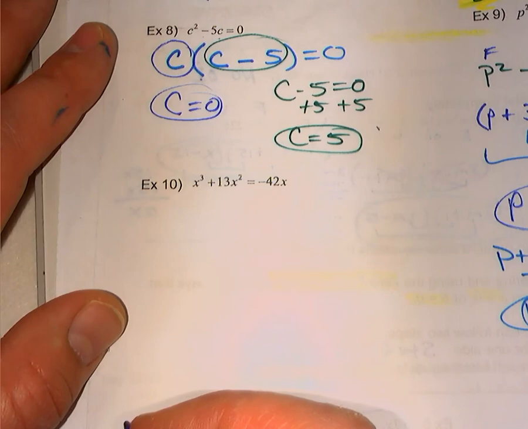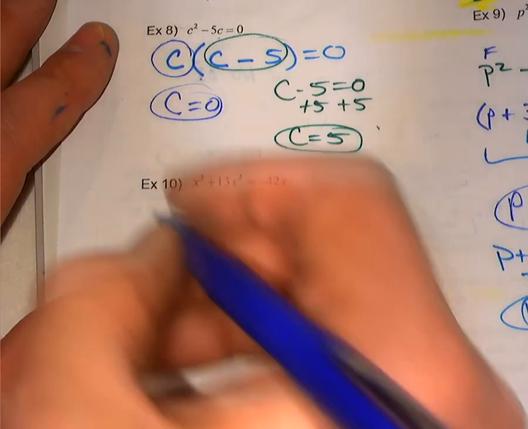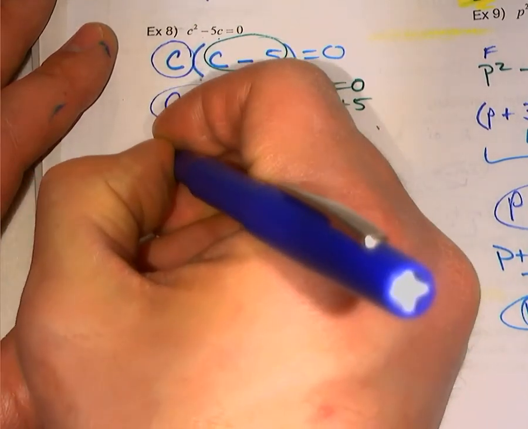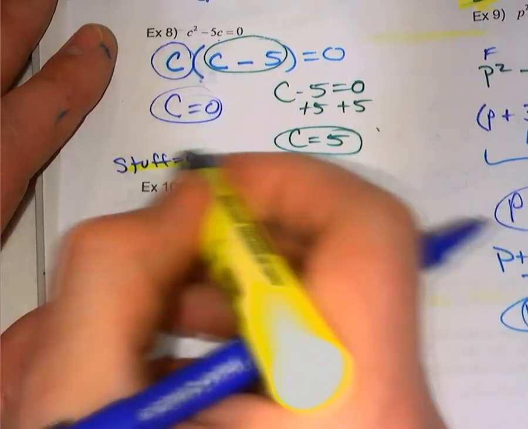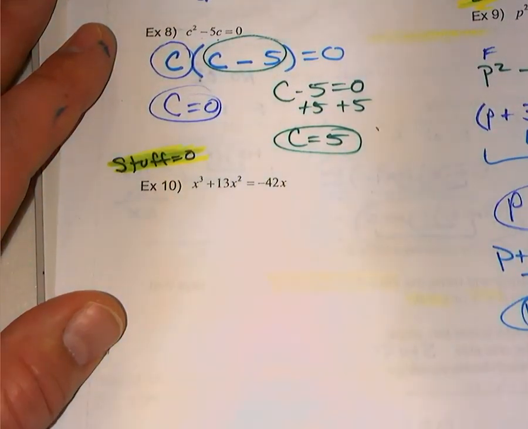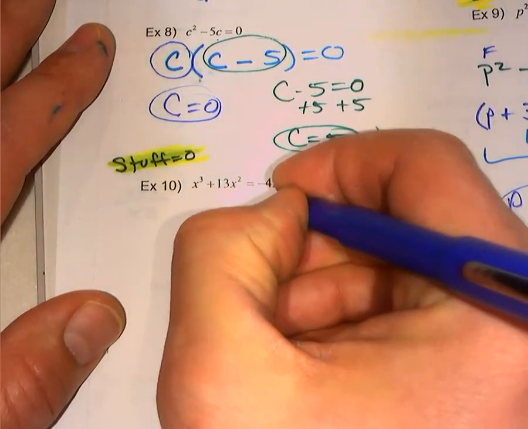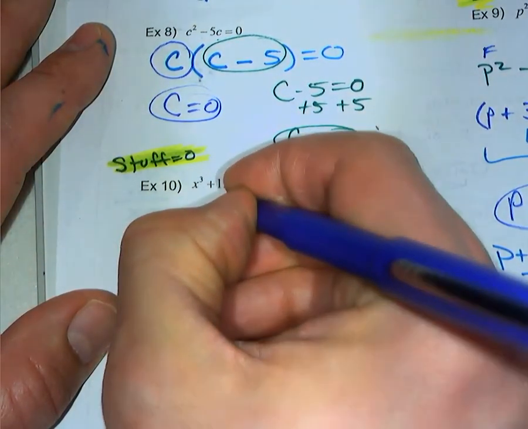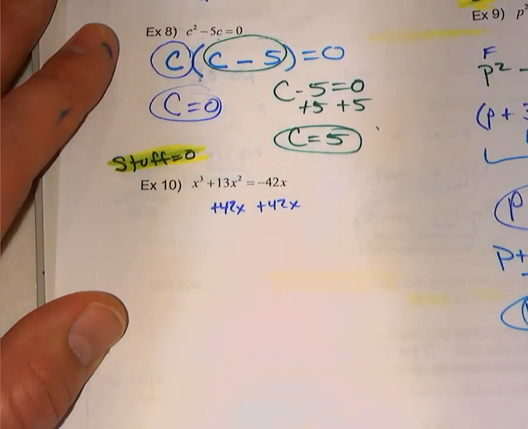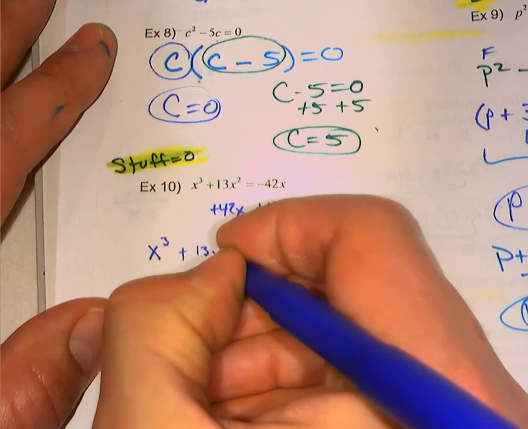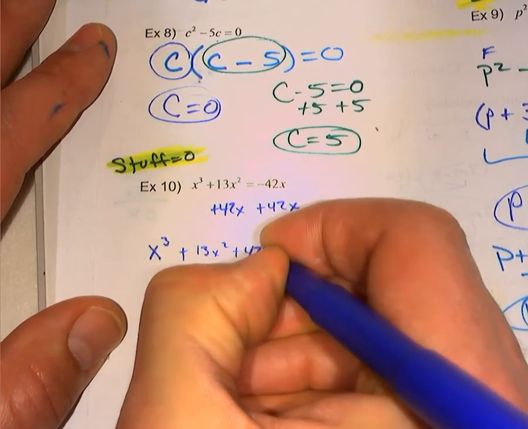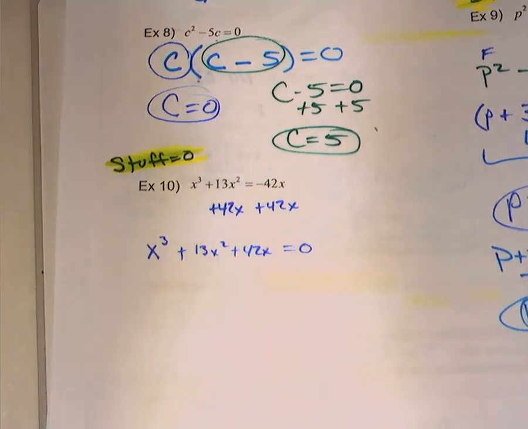So how do you do that? Yes. So what Colton's saying is you always want your stuff equal to 0. If you don't see equal 0, you're not ready yet to factor. Don't factor yet until you get your stuff equal to 0. So Colton said add 42x over. Okay. Now these are all different. They all have x's, GCF, but they're all different exponents. So these are unlike terms.